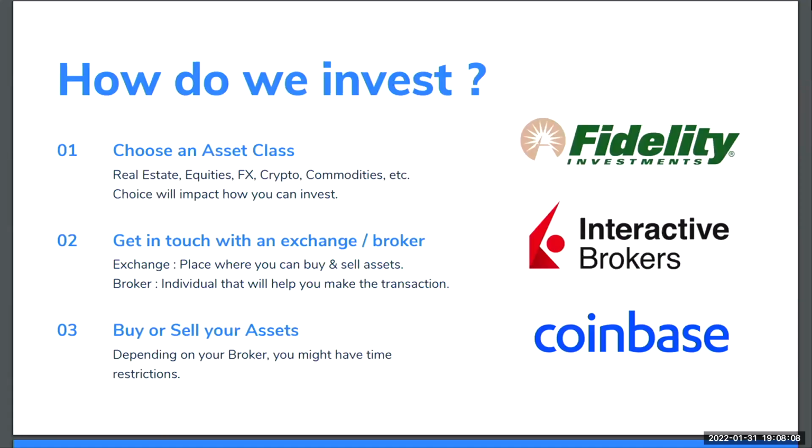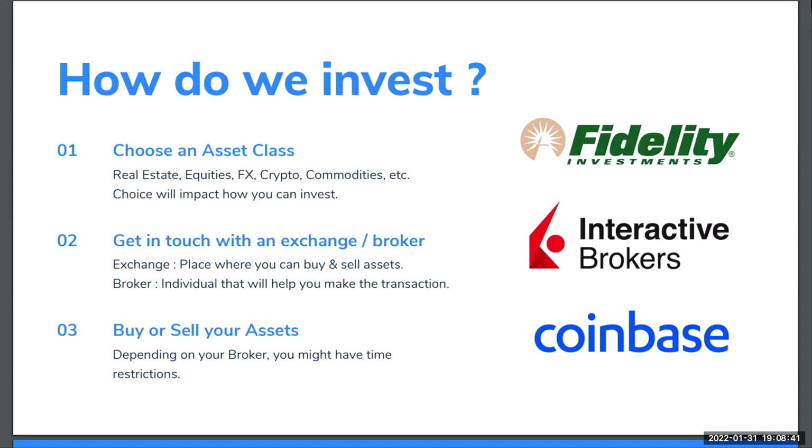All right, so how do we invest? First, you need to choose an asset class. This is very important because depending on what you choose, the whole process will be different. Usually, we'll put real estate in one place and equities, so everything that's related to stocks, companies, ETFs, index funds, Forex, so foreign currencies, cryptocurrencies, commodities, in another place, because real estate is a whole different story. It's very different from how you would approach buying shares or buying cryptocurrencies.